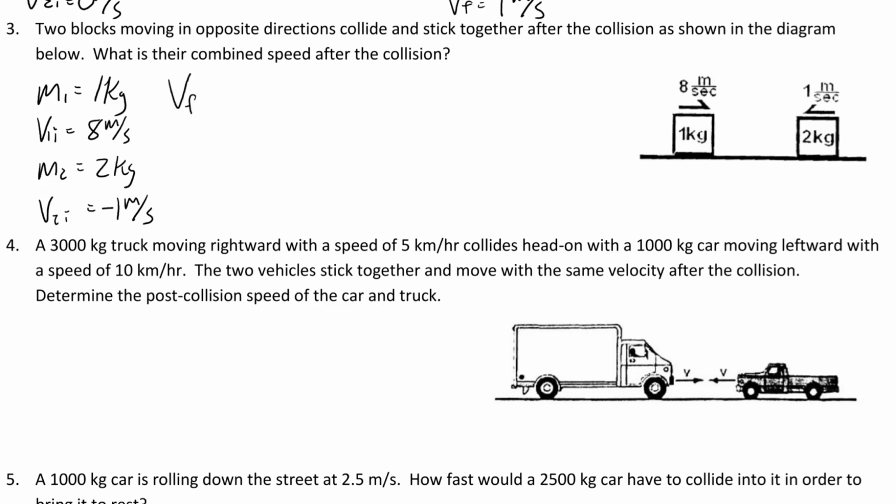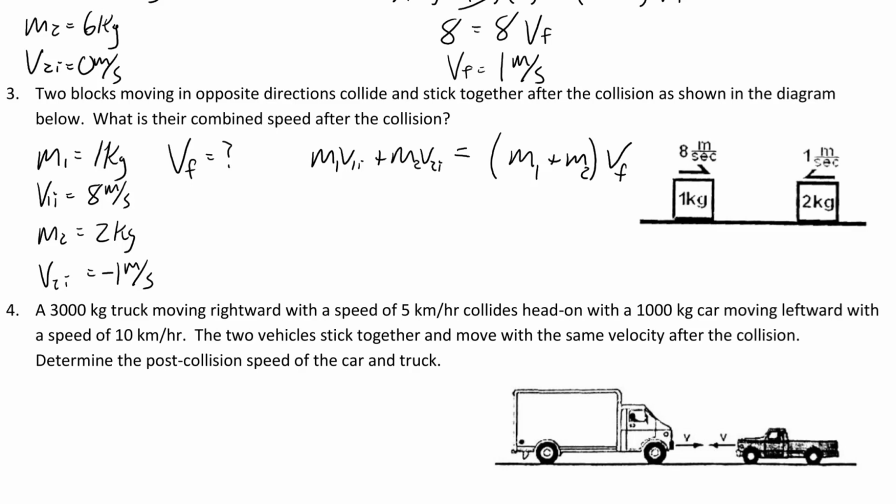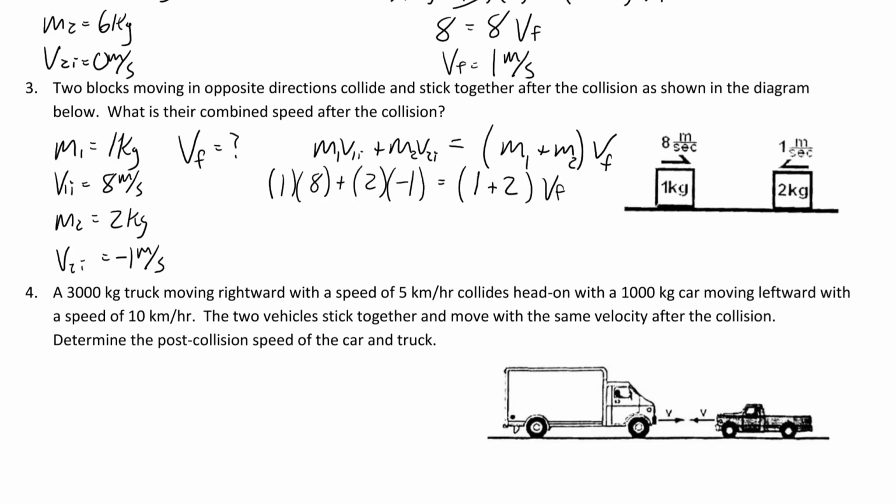We're looking for VF. So we could write our equation. We substitute in the numbers, and now we can solve. So 1 times 8 is 8. Minus 2 is equal to 3 times VF. So you get 6 is equal to 3 VF. And 6 divided by 3 is 2. So the final velocity is 2 meters per second.